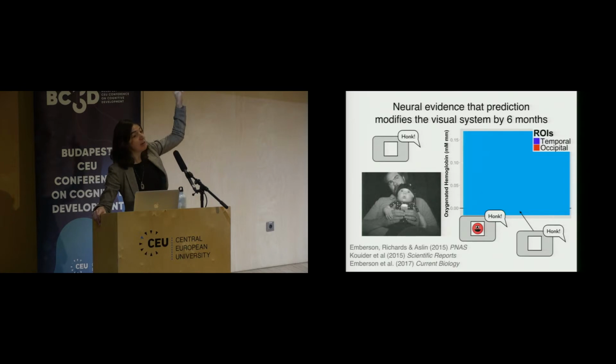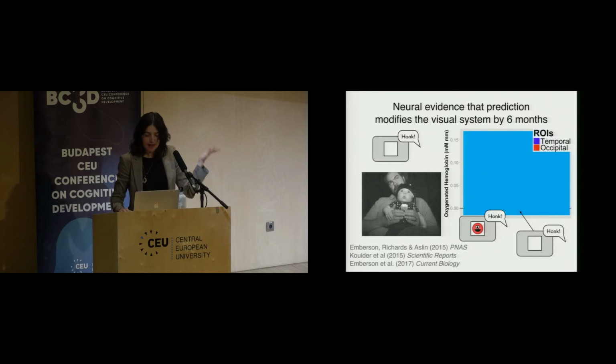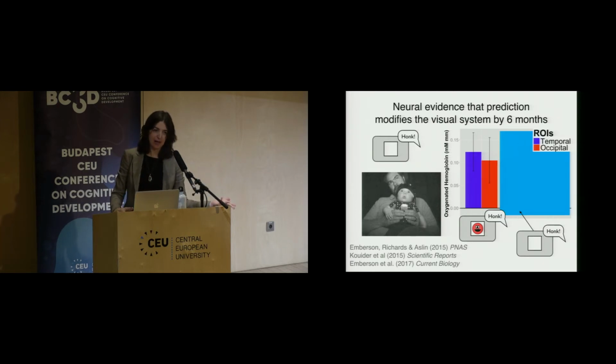More oxygenated hemoglobin means more neural activity in two different regions of interest: the temporal lobe, which we're using as a proxy for the auditory system, and the occipital lobe, which we're using as a proxy for the visual system. Now, starting with a sanity check, when babies hear the sound and they see the visual event, we get strong activity in both the temporal lobe and the occipital lobe, suggesting that we're picking up on both auditory responses and visual responses, as we should.